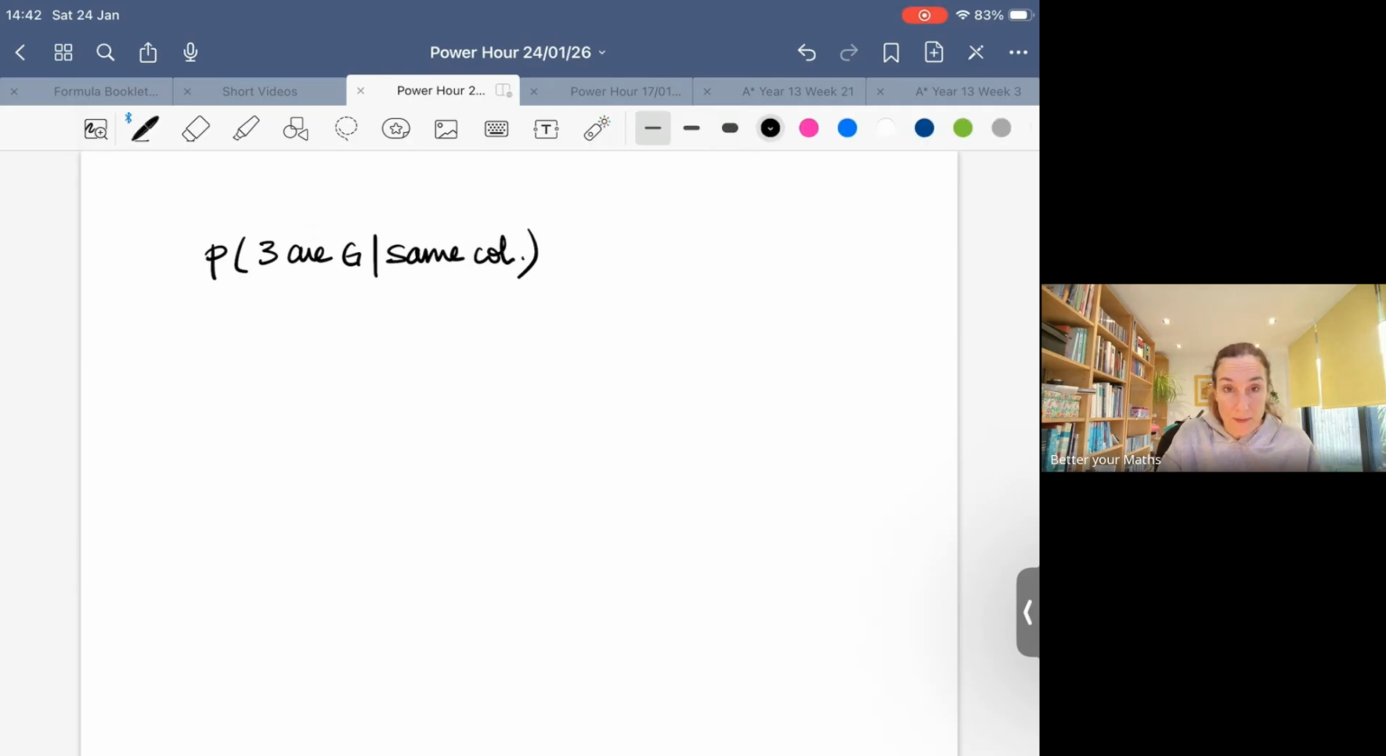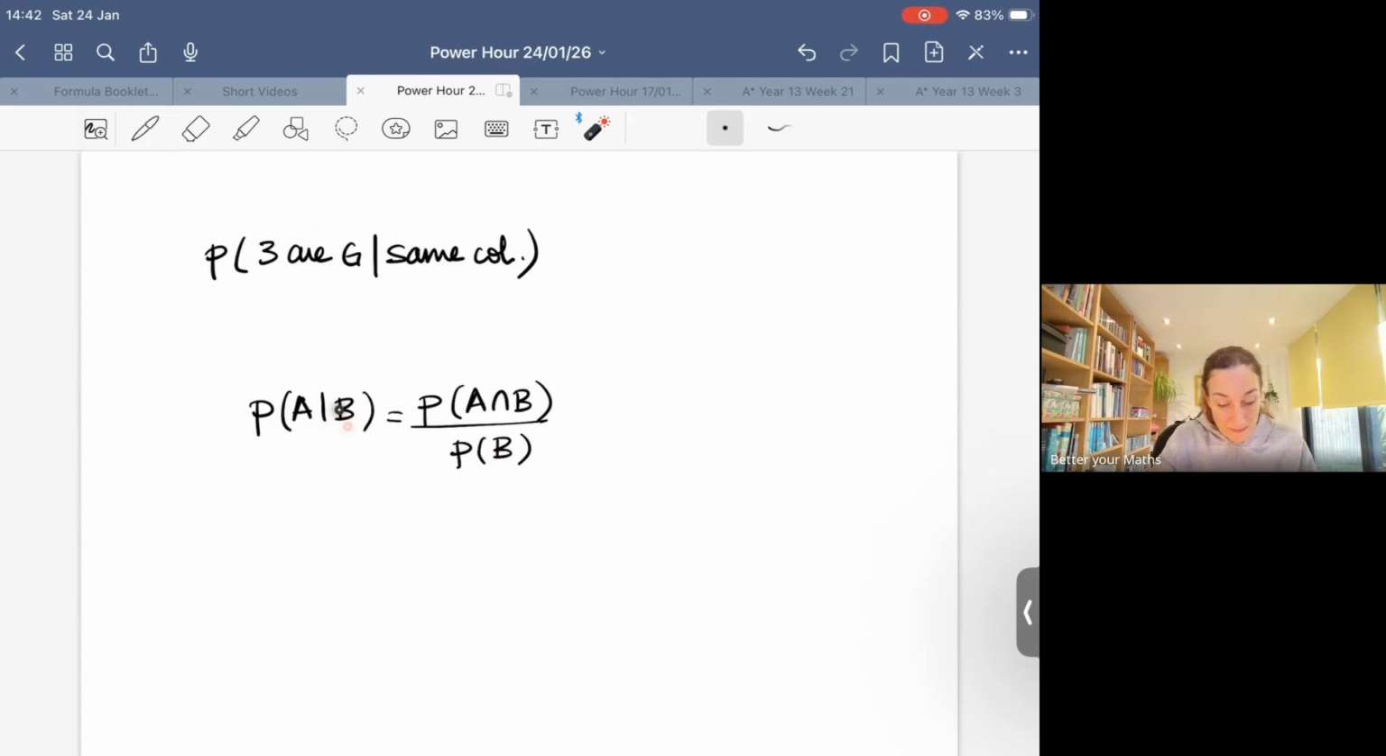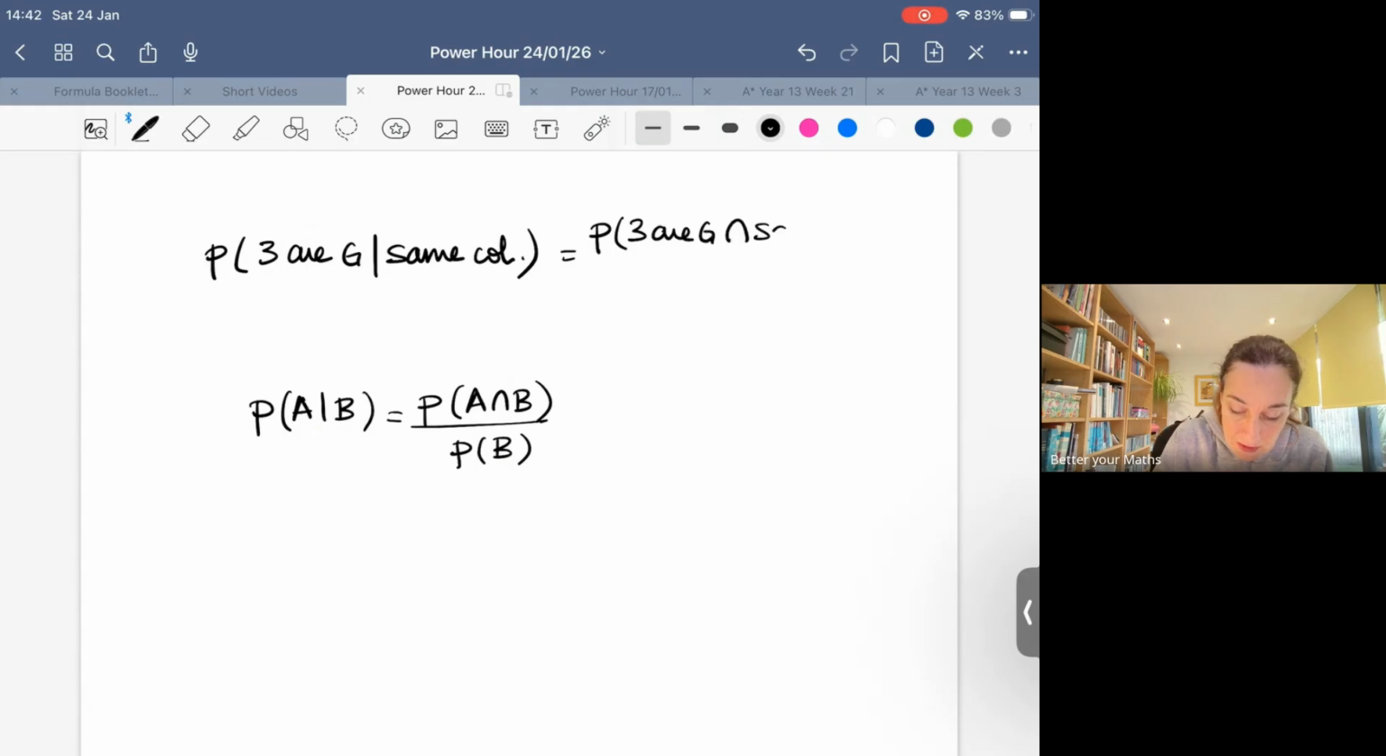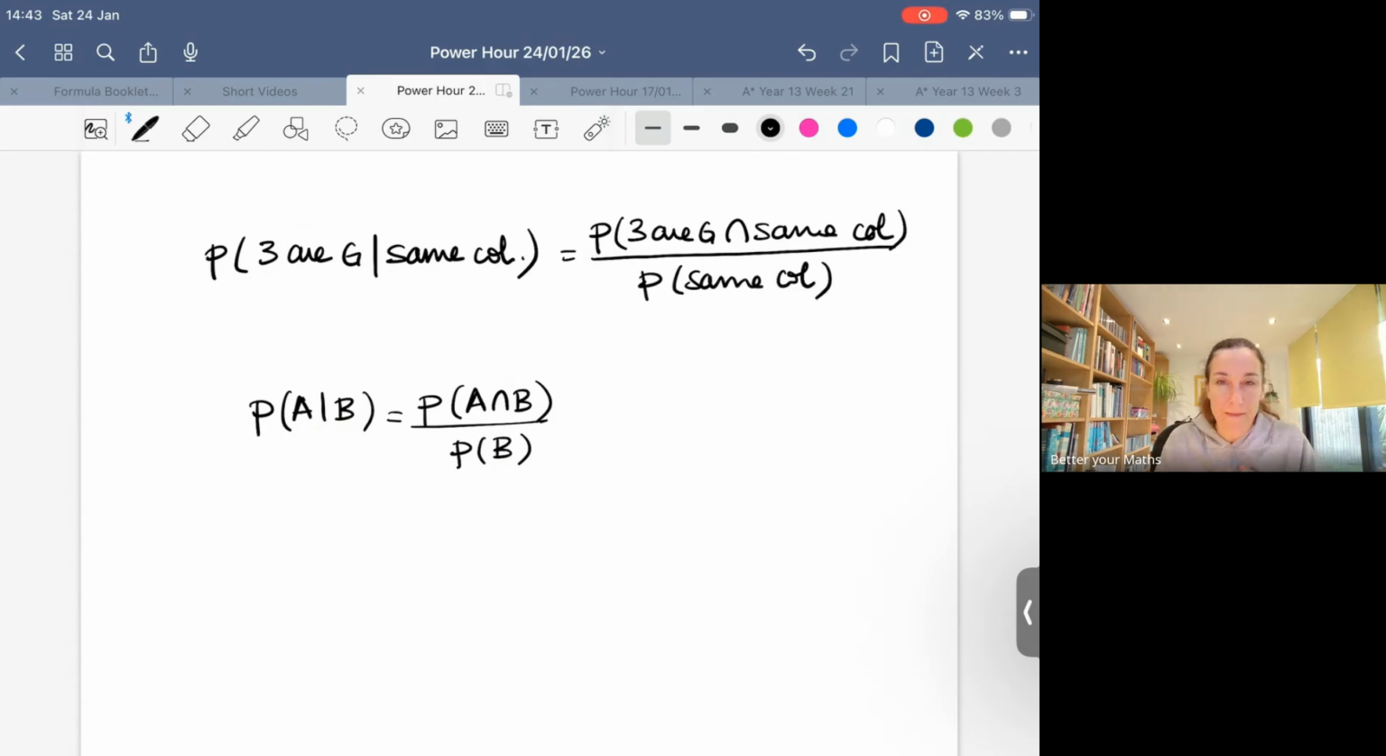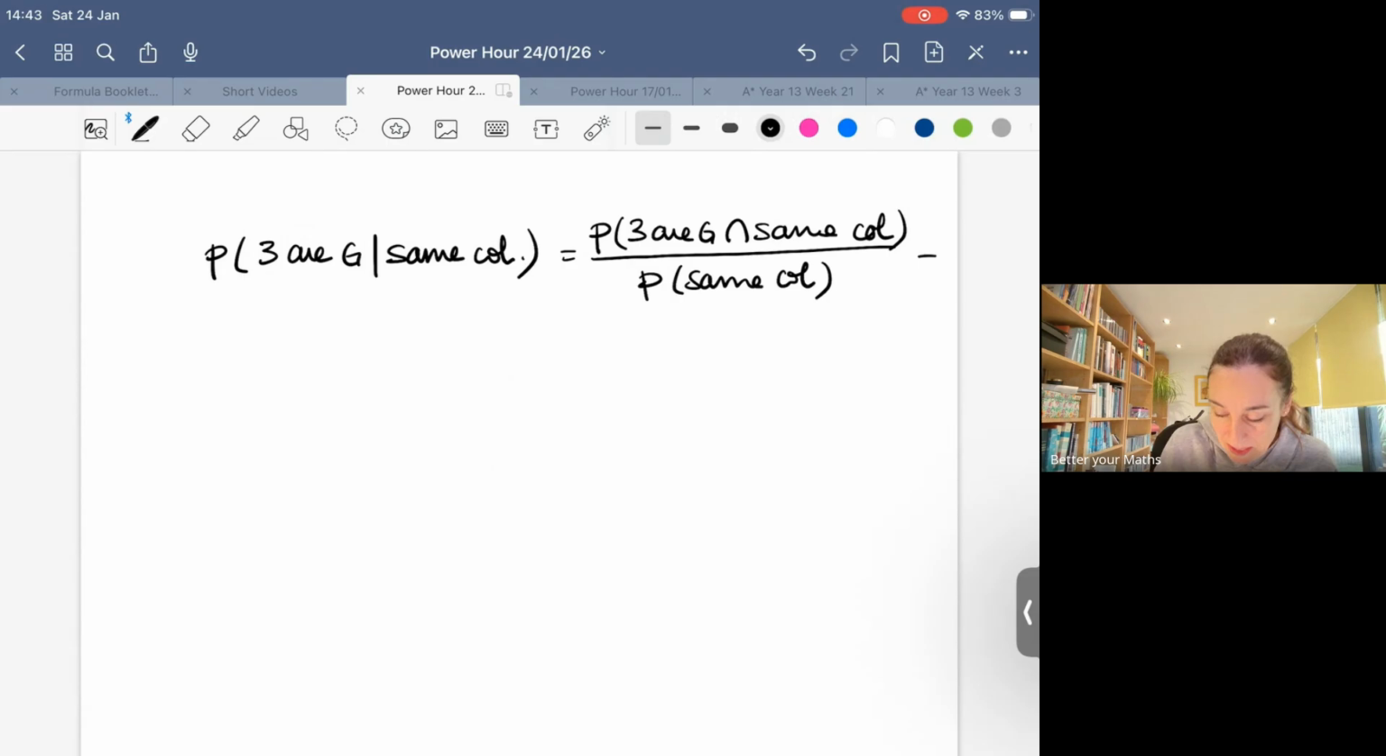I have a formula, it's in the formula booklets: the probability of A given B is the probability of the intersection divided by the probability of the one that is happening, which is always the second one. So in my case it would be the probability that the three are green and same color, divided by the probability that they are the same color. I'm writing it in a strange way, I suppose.